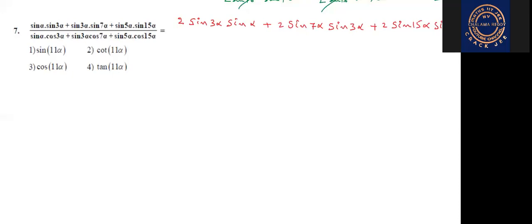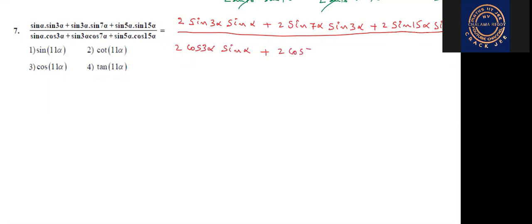So finally, what I have done: numerator multiplied with 2. Same like that, in the denominator also multiply with 2. And we get, first write the big term, cos 3 alpha sin alpha, plus 2 cos 7 alpha sin 3 alpha, plus 2 cos 15 alpha sin 5 alpha.